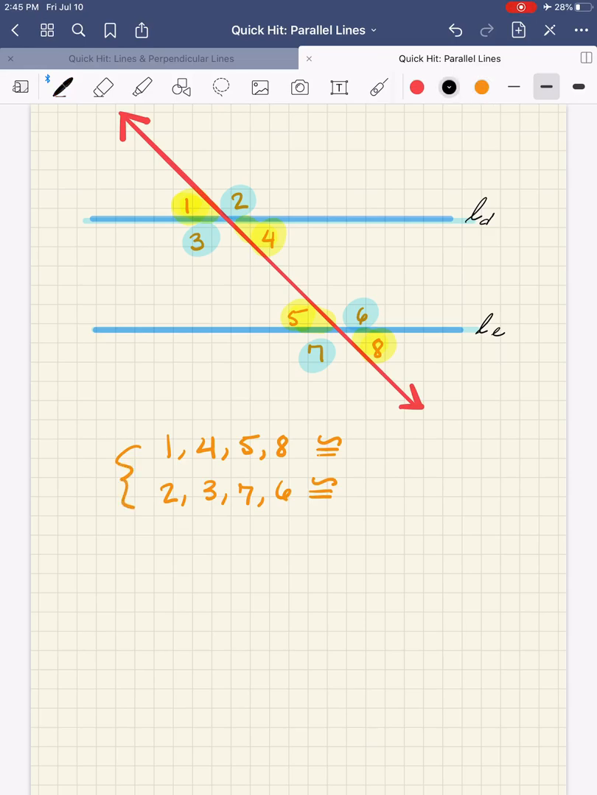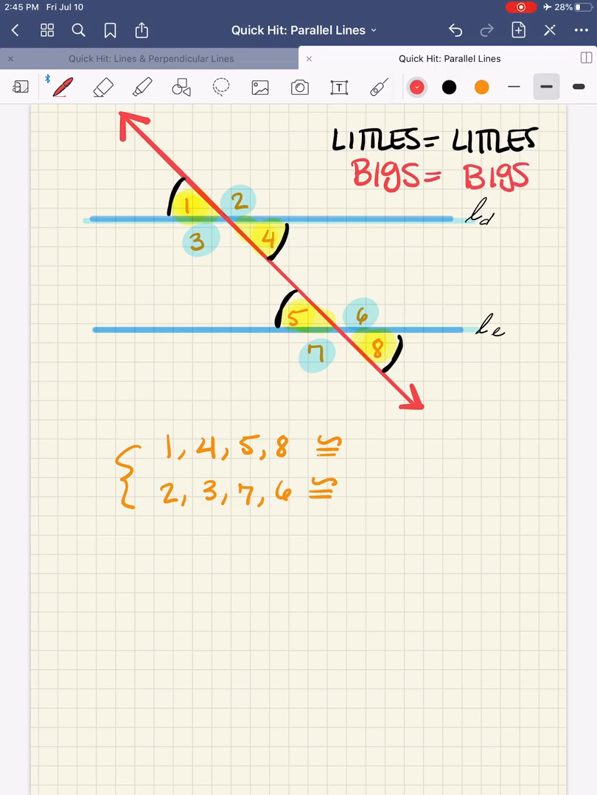Kind of a quicker way to remember that is that the littles, and this guy's little, this guy's little, and this guy's little, the littles equal the littles. So the littles in the first line, 1 and 4, will equal the acute angles of the second line, 5 and 8. And the bigs equal the bigs. 2 and 3, that's an obtuse angle, it's going to equal 3, which is going to equal 7, which is going to equal 6. So the littles are going to equal the littles, and the bigs are going to equal the bigs.